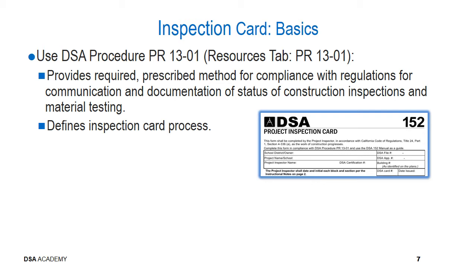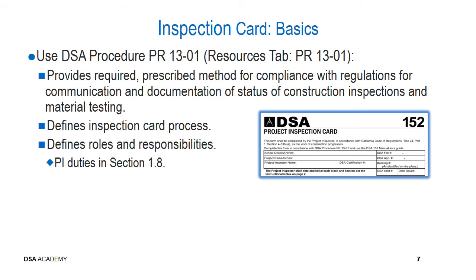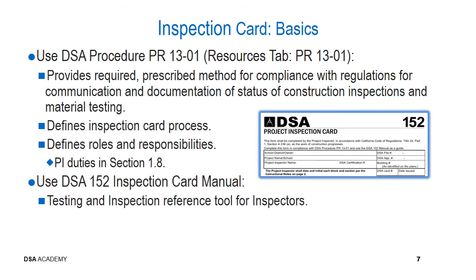As was noted, it defines the inspection card process, and it also provides more detailed descriptions regarding the roles and responsibilities for different stakeholders that are involved with the construction process. Of most interest to the project inspector is section 1.8, while there are other sections also referenced in 1.8 that will also be of interest to the project inspector.